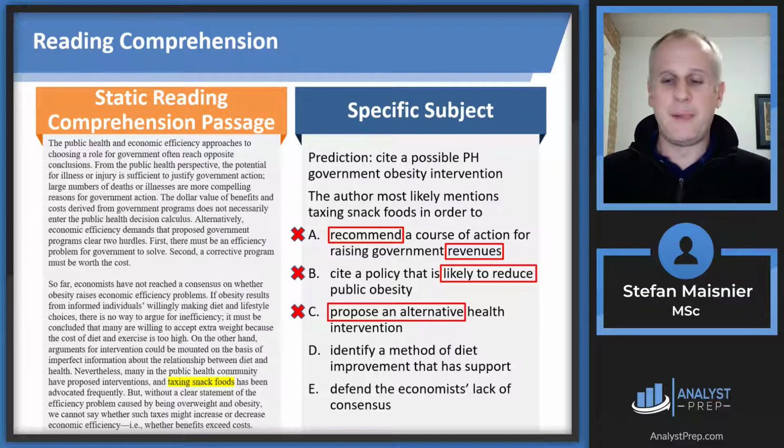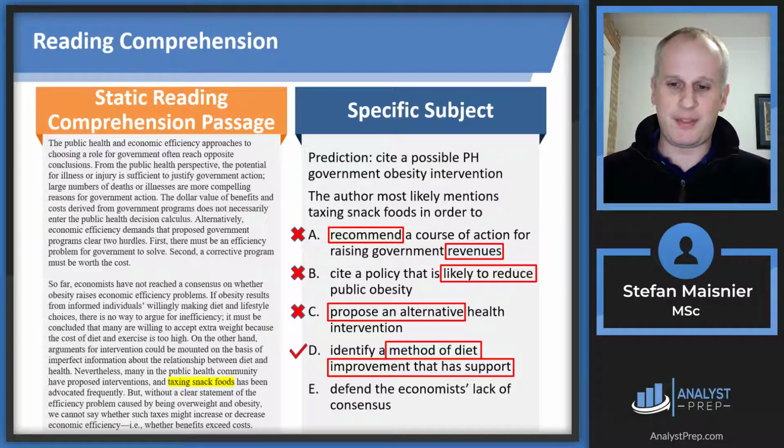foods. But choice D, identify a method of diet improvement that has support. Well, that matches our prediction, because the public health community is the support, and taxing snack foods is a method of diet improvement. So again, while it's a relatively bland answer, it unassailably matches our prediction and is definitely supported as far as a reason the author introduces this idea of taxing snack foods. And again, the author has no position here, so there's no defense of the economists' lack of consensus, even though there clearly is a lack of consensus by the economists as seen earlier in this paragraph.